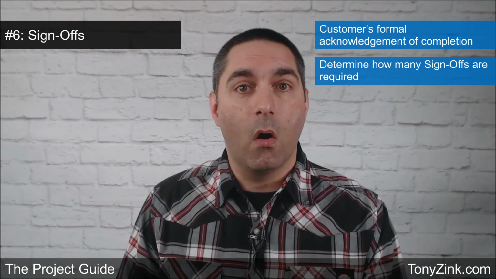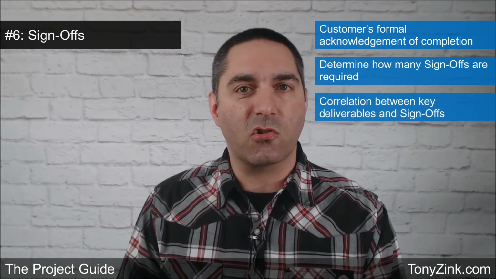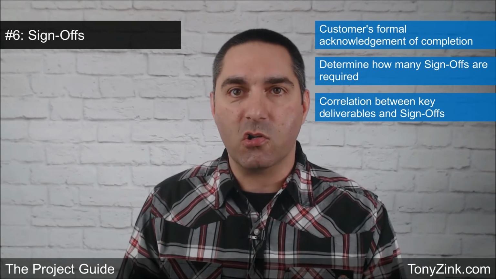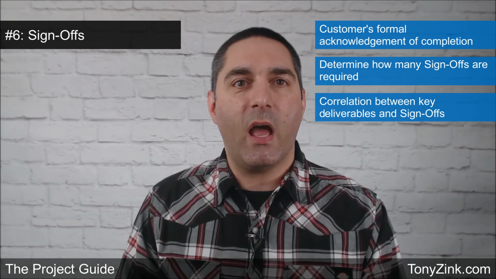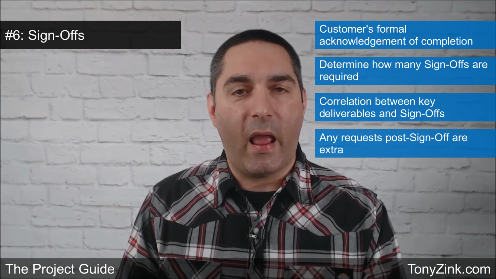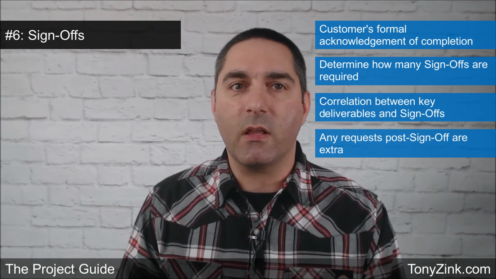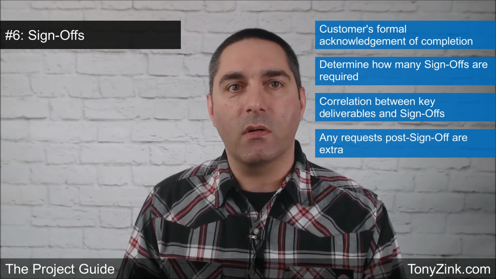You may have a single sign-off for a small project with a single deliverable, or you may have several sign-offs throughout a larger project. There should be a correlation between the main deliverables described in the scope document, the main deliverables in your work breakdown structure, and your sign-offs. Sign-offs are important because you should have an understanding with your customer that anything additional that they want after sign-off should be considered above and beyond your original agreement with the team, and will likely take more time and more money to produce.